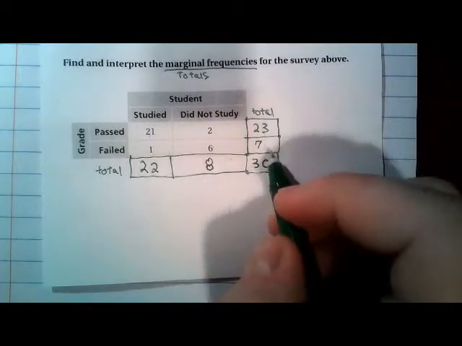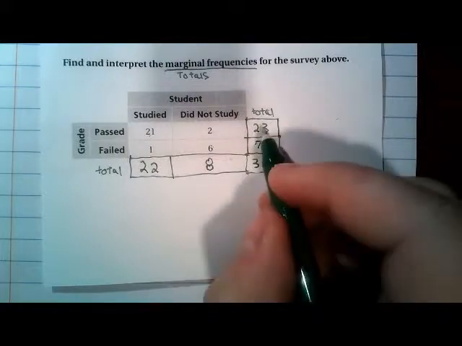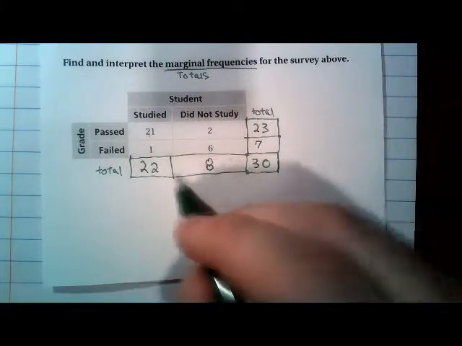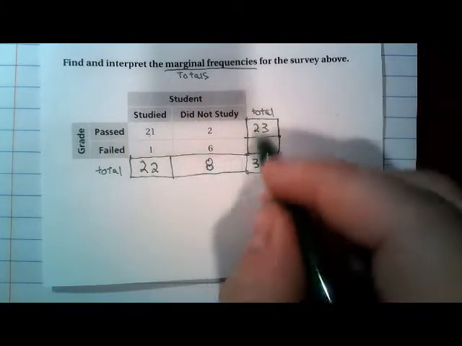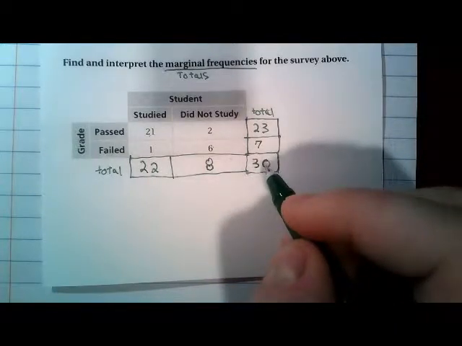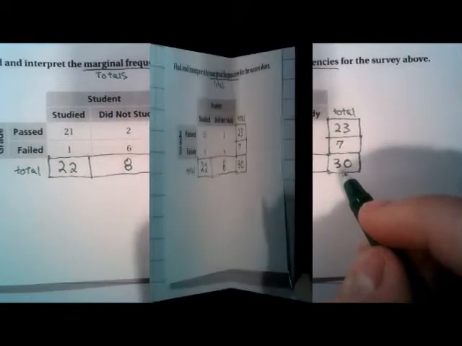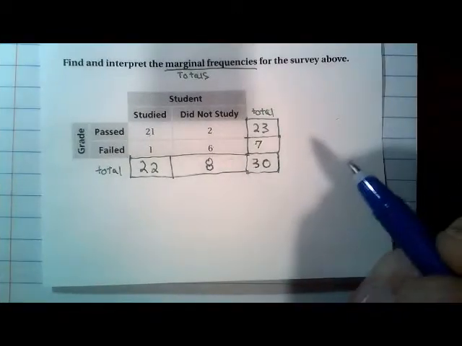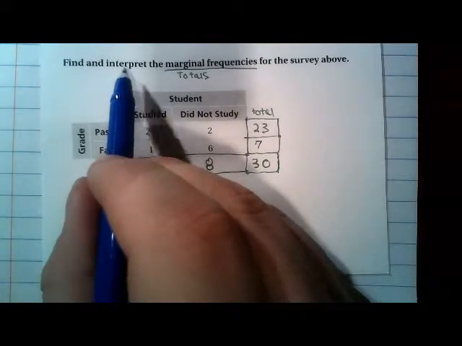Now, if I added these and I got 29, then I probably have a mistake here or here. But because they total to the same amount, the 30 is consistent, which means I probably added my totals together correctly. And it's great knowing what the totals are, but it asks us to interpret what those totals mean.